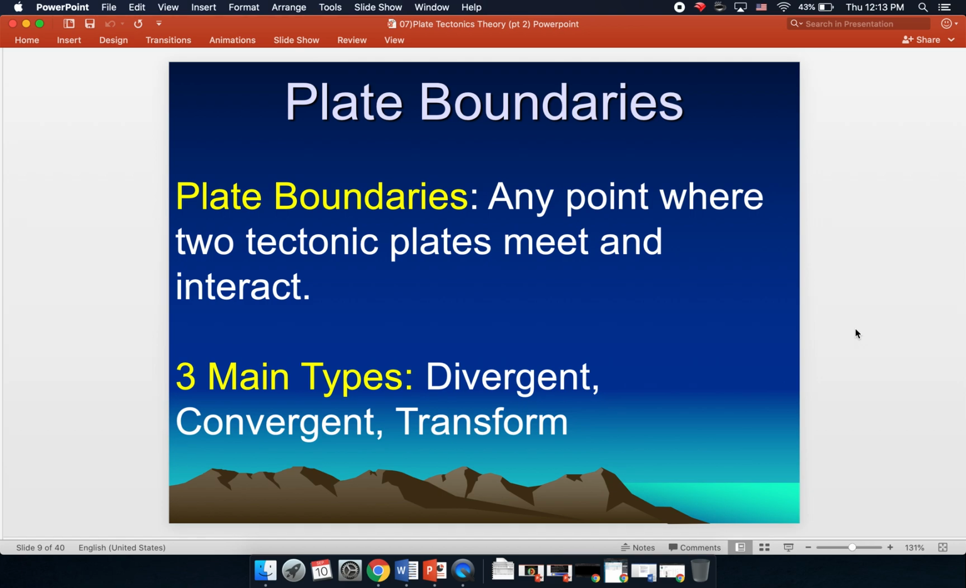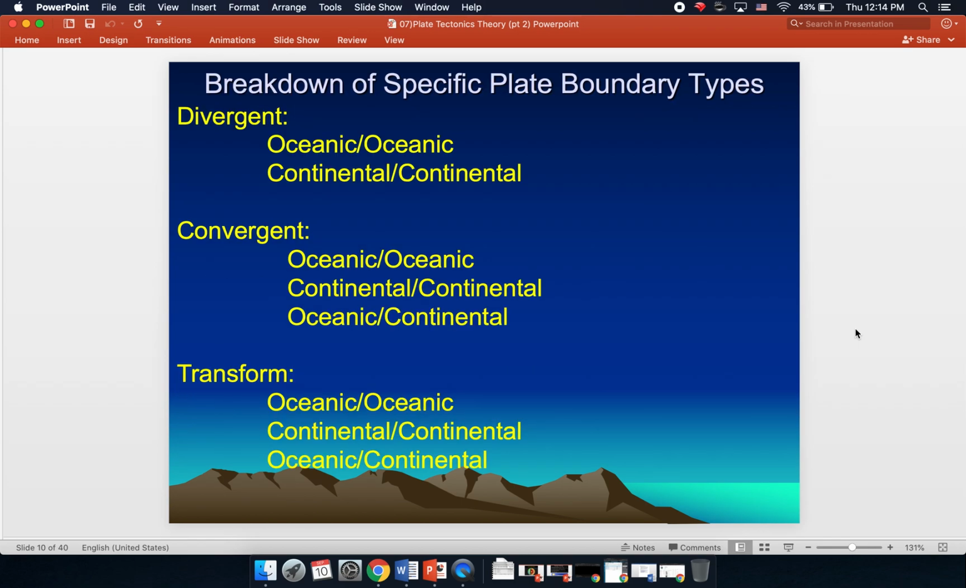Alright, so let's talk about plate boundaries now. A plate boundary is any point where two tectonic plates meet and interact. There are three main types of plate boundaries: divergent, convergent, and transform. Here's a breakdown of the specific plate boundary types. So we have our three main types: divergent, convergent, and transform.